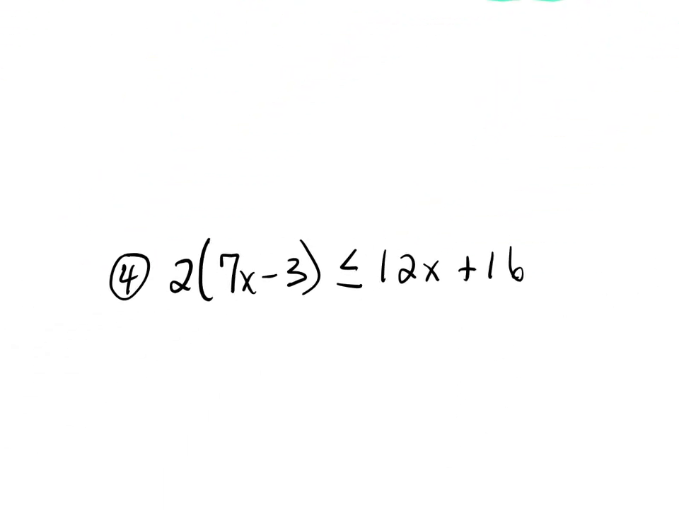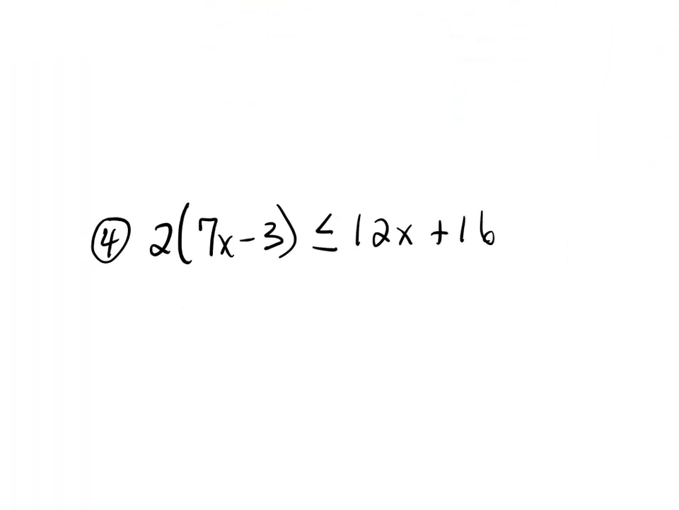Wrong schedule. That's for a normal day. All right, here we go. This is just like a normal equation. You guys know how to distribute and combine like terms and all that good stuff. We're going to do the exact same thing, and then we're going to treat our inequality sign accordingly. So I'm going to distribute the 2 first. So I have 14x minus 6 less than or equal to 12x plus 16.